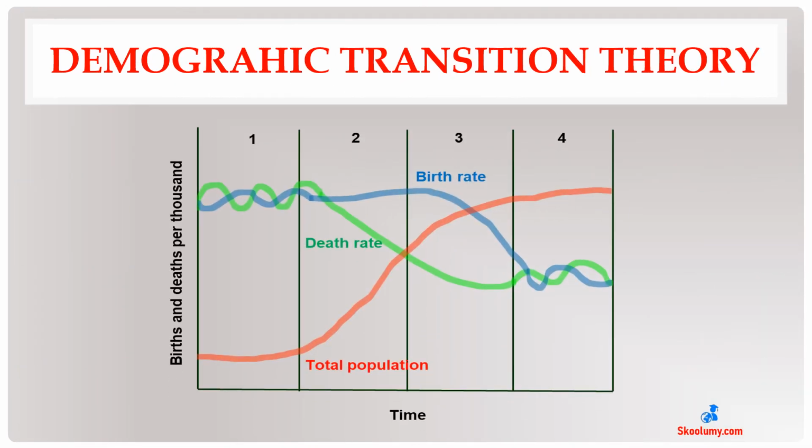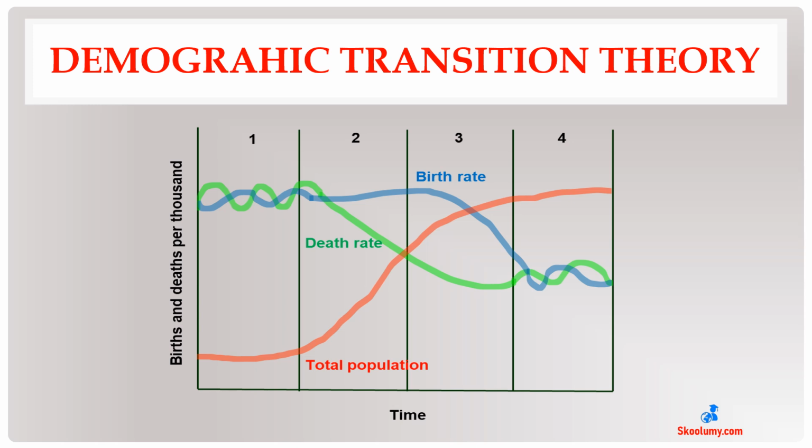The demographic transition model has 4 stages. Stage 1. This is characterized by high birth rate and high fluctuating death rate. Population growth is low at this stage. Stage 2. During the early stage of the transition, the death rate begins to fall. As birth rate remains high, the population starts to grow rapidly.